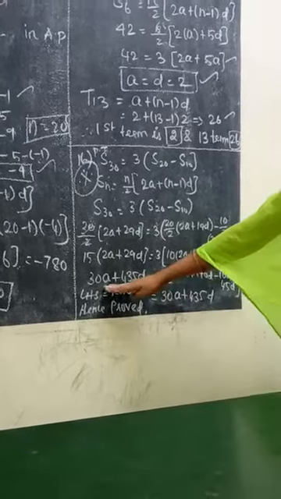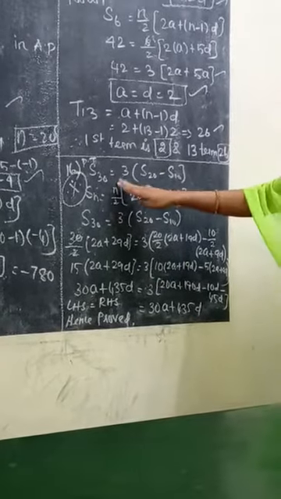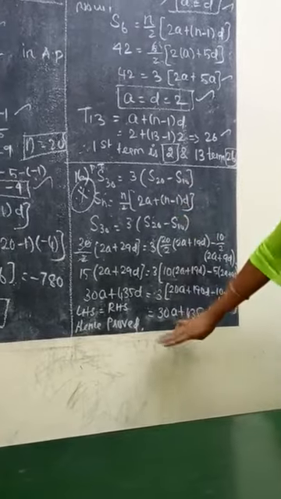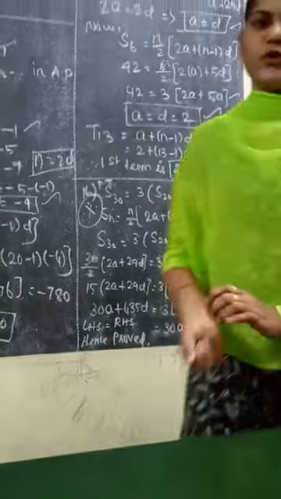So listen children, the left hand side answer is equal to the right hand side. Here they asked to prove S30 equals 3 into S20 minus S10. So it's proved. The proof is over.